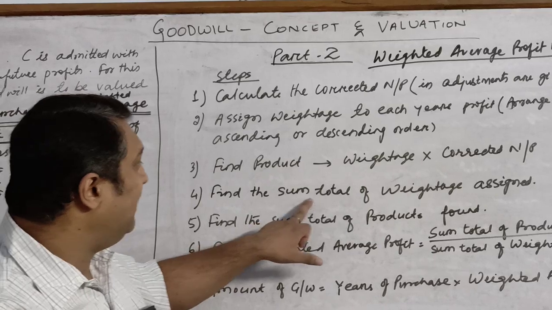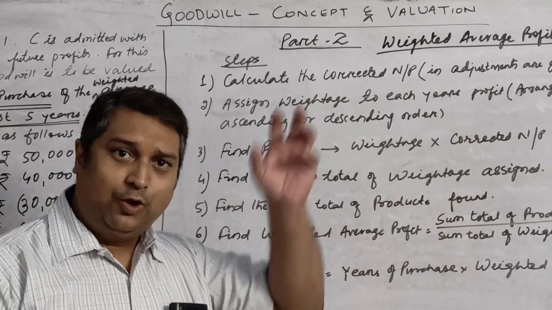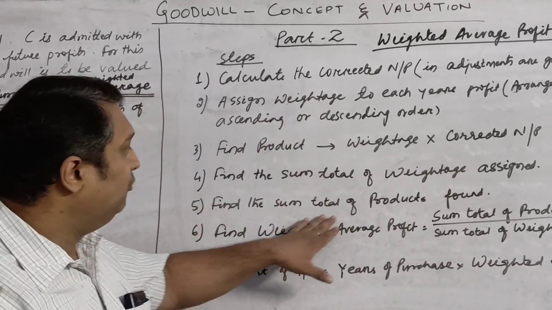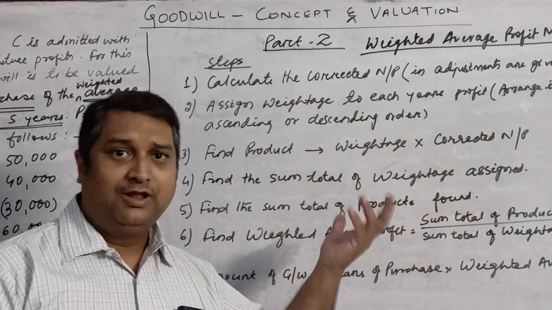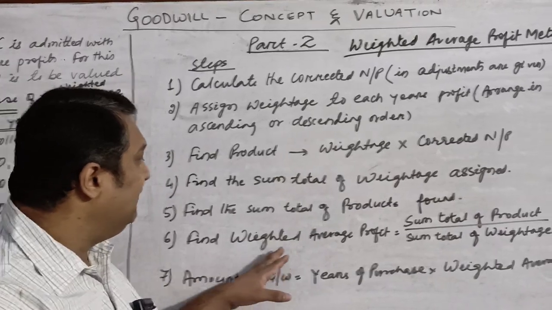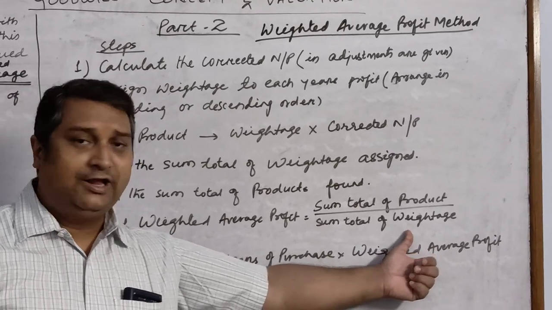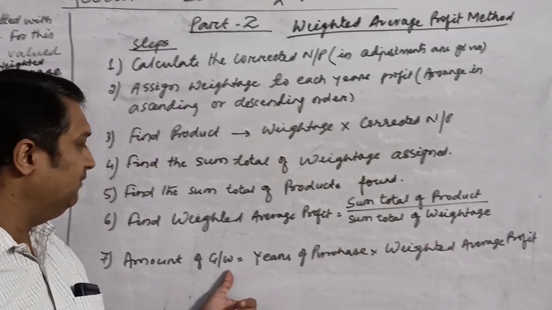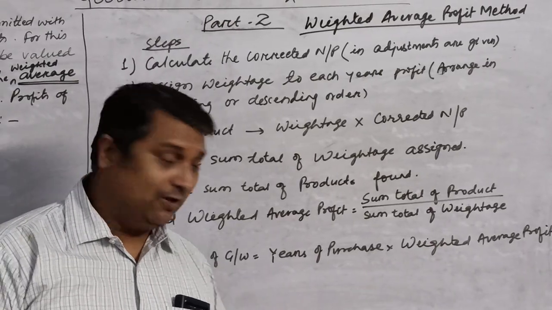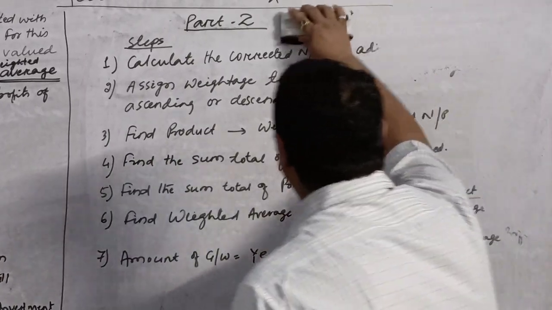After that, you are supposed to find out the sum total of the weightages which have been assigned, like 1, 2, 1 plus 2 plus 3 plus 4, you will add all the weightage. And then you will find out the sum total of the product which you have found by multiplying these two. Next will be finding the weighted average profit by the formula: sum total of product divided by sum total of weightage, and then the amount of goodwill of the firm, that is years of purchase into weighted average profit. Now let us see a question in order to find out the weighted average profit.